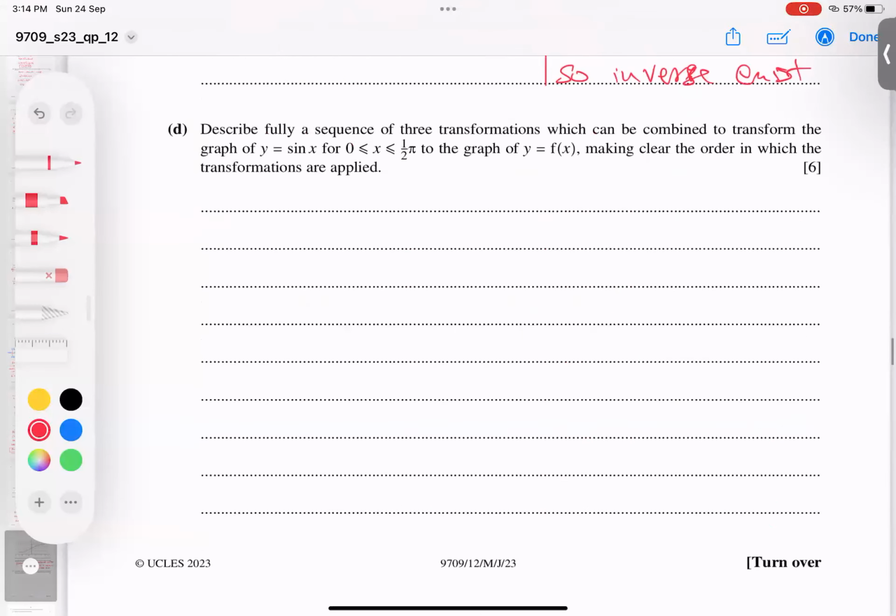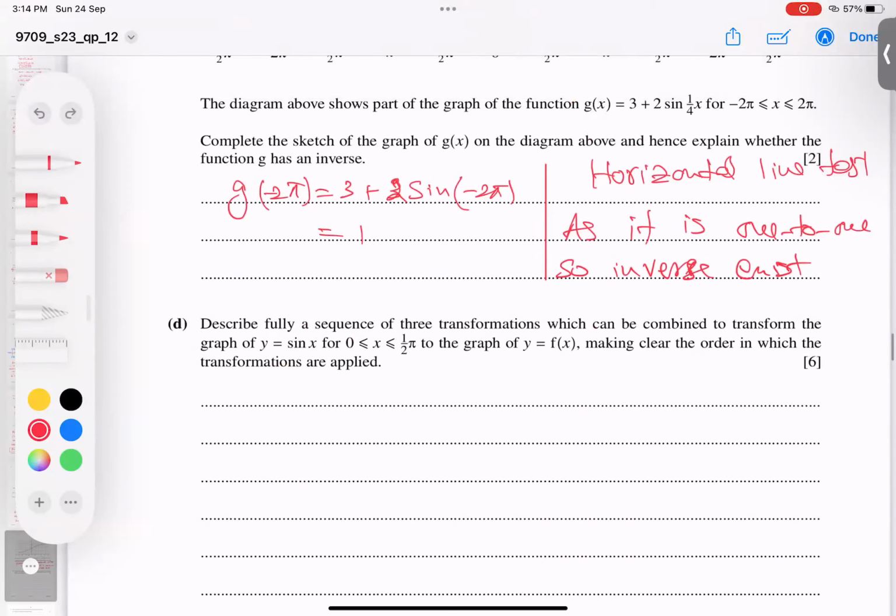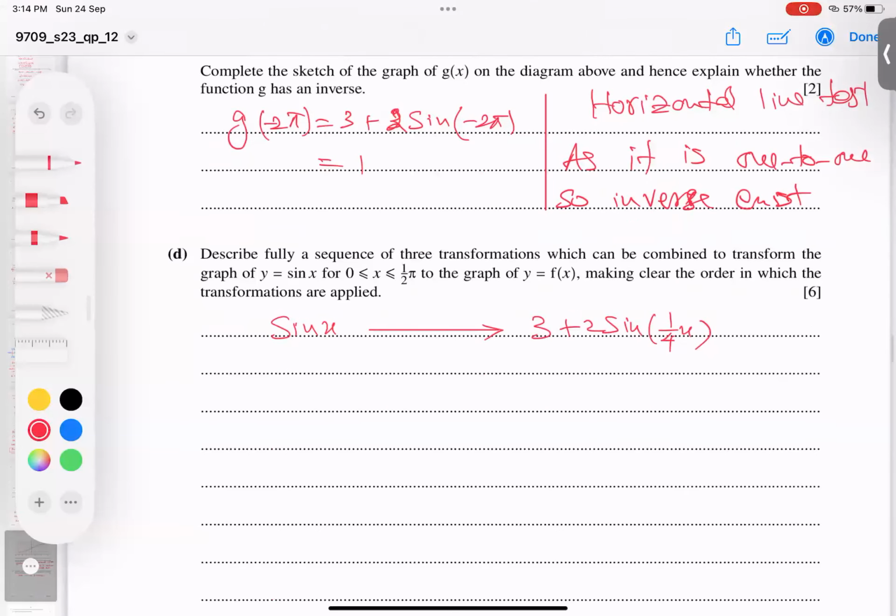Let's go to the next part. What is he saying here? Describe fully the three transformations, which could be combined. So three transformations for sine. Sine was the actual question and is shifted on this graph to 3 plus 2 sine of 1/4 of x. So what is the method to start? He said combined transformations, so we have to answer three, and he mentioned to make the order clear in which the transformations are done. Number one, we always start from the inside value, then we talk about this, and at the end we talk about the outside.